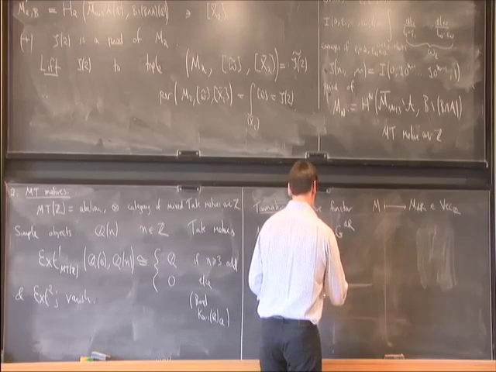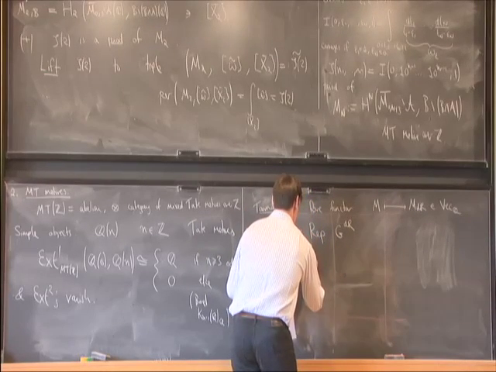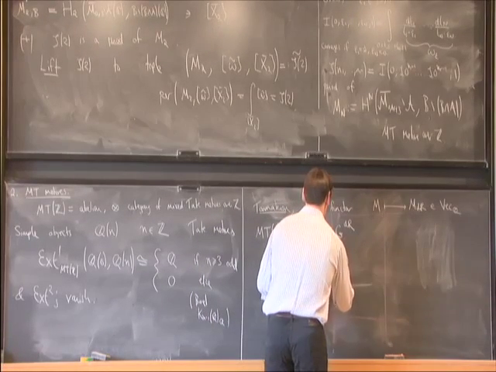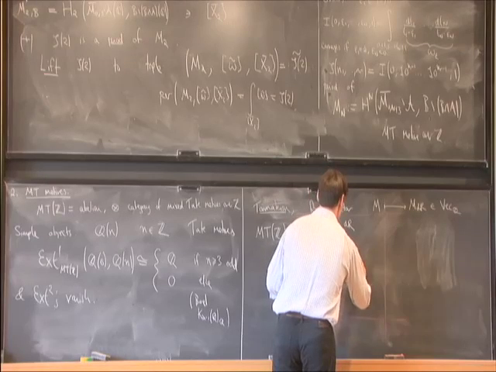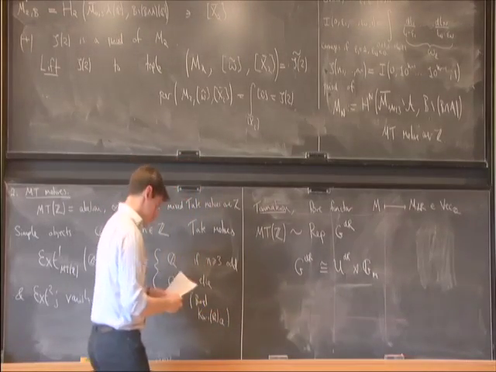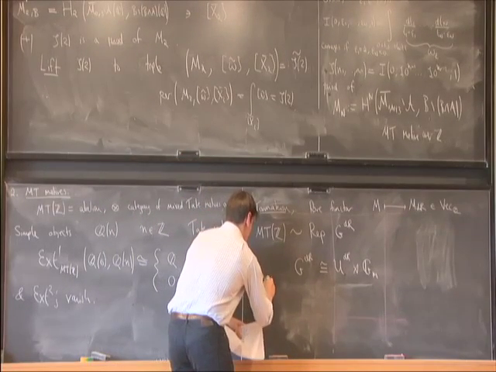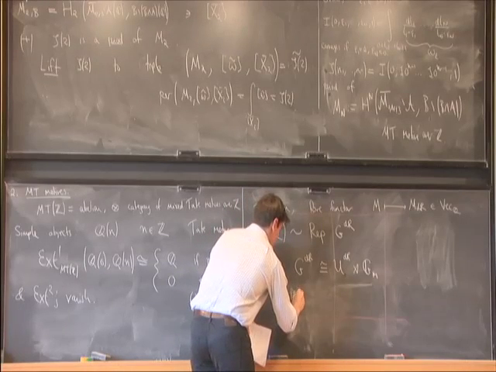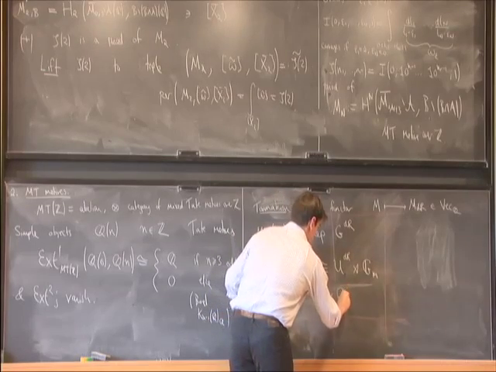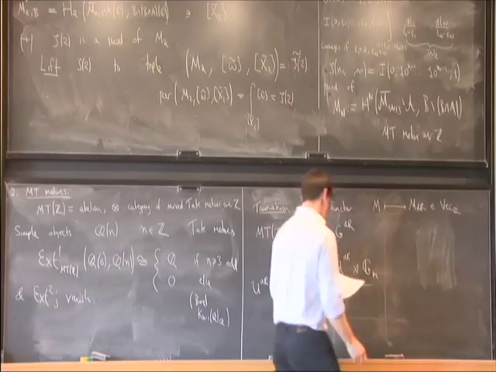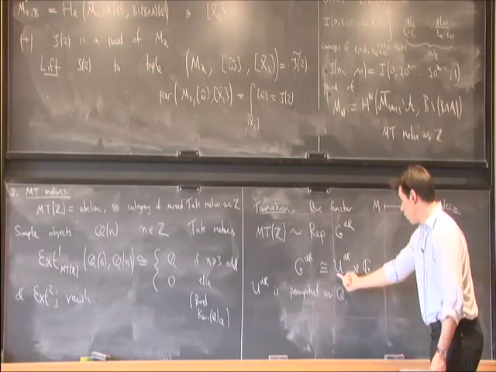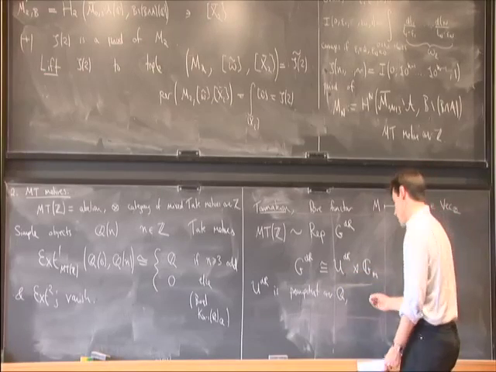And what we know about this group, GDR, is that it's isomorphic to a semidirect product of another group, UDR, where UDR is a pro-unipotent affine group scheme over Q. And this can be described very concretely by its Lie algebra. So the action of GM on UDR gives a grading to its Lie algebra.